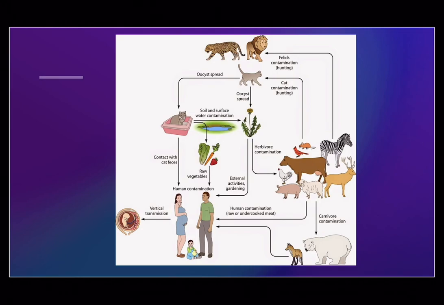As you can see here, a cat is the main source of toxoplasmosis. It can be spread straight to humans, to soil and surface water, to raw vegetables to humans, from soil and surface water to plants to herbivores to humans, from herbivores to carnivores to humans, as well as herbivores to hunting animals, lions, leopards.